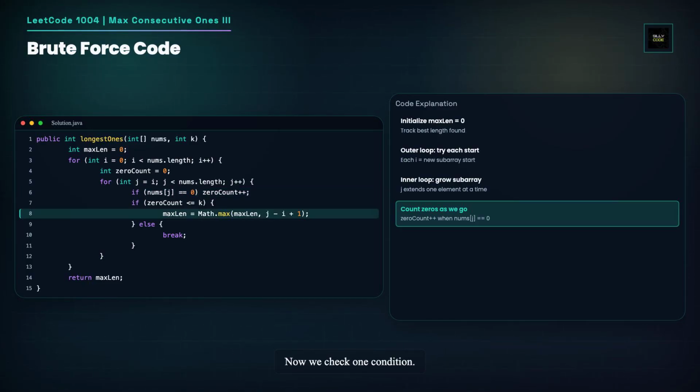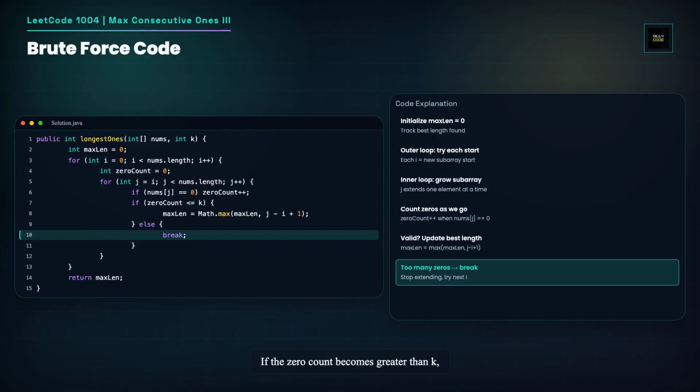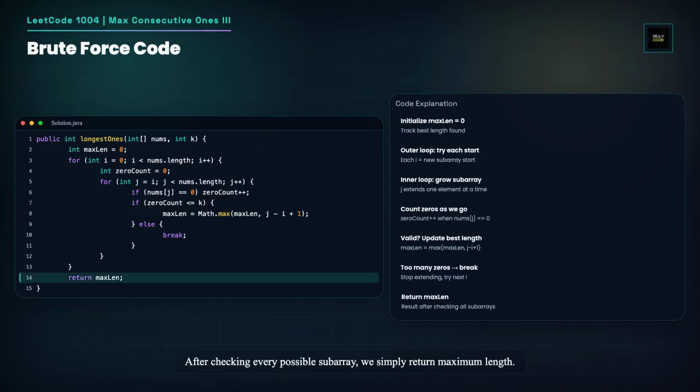Now we check one condition. Is the zero count less than or equal to k? If yes, this is a valid subarray. So we calculate its length and update maximum length if needed. If the zero count becomes greater than k, this subarray is no longer valid. We stop extending it and move to the next starting position. After checking every possible subarray, we simply return maximum length. The algorithm is easy to understand. But let's verify it with a dry run.